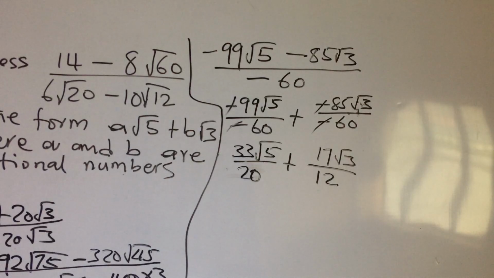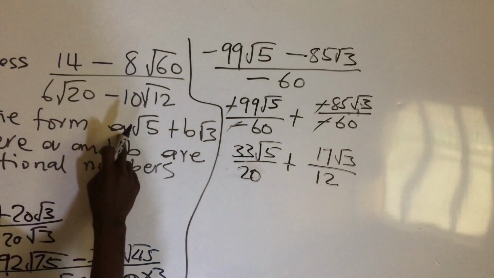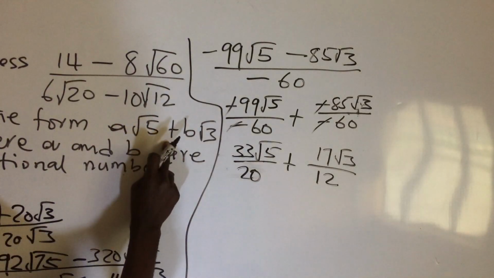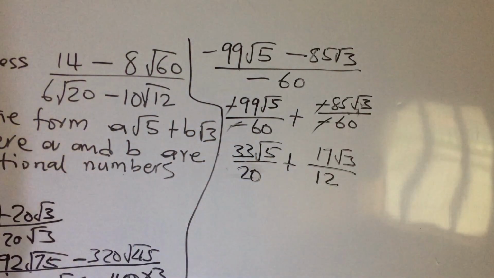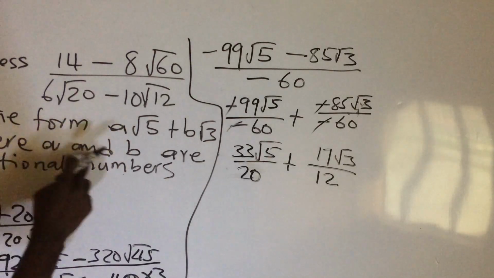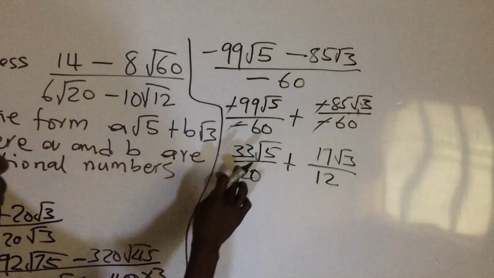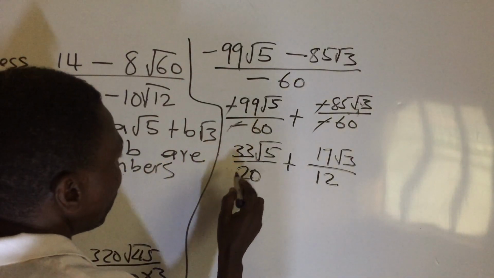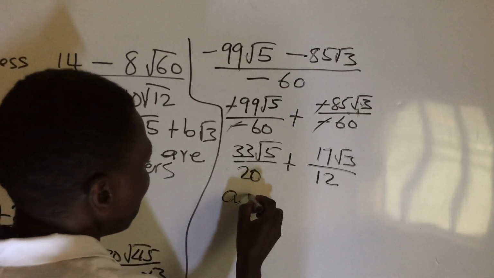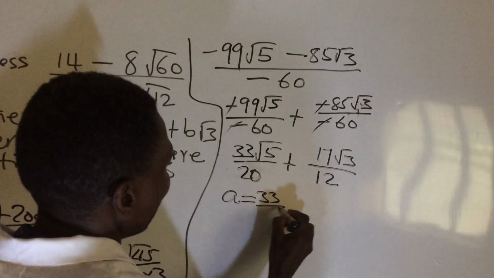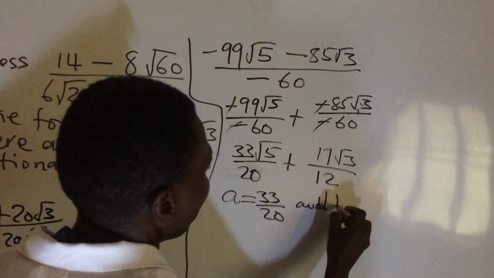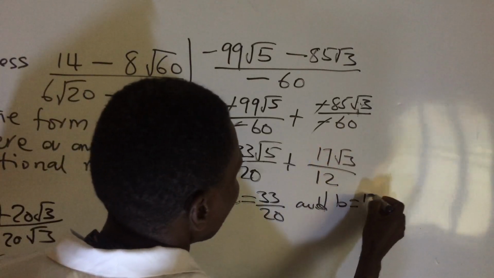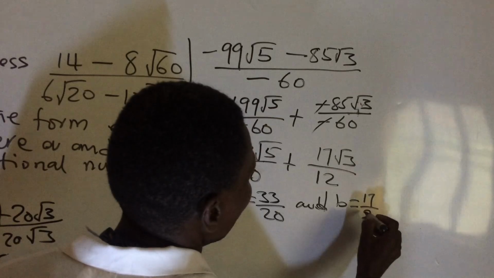Remember the question says in the form of A root 5 plus B root 3, where A and B are rational numbers. Now our A here is equal to 33 over 20, and our B here is equal to 17 over 12.